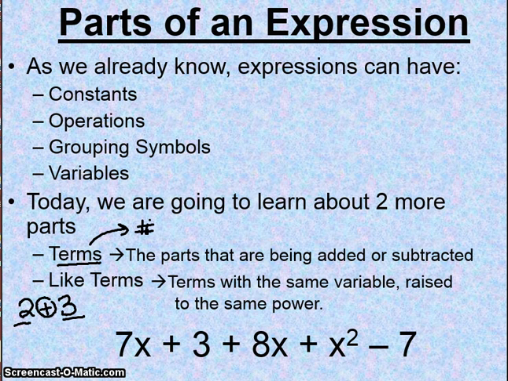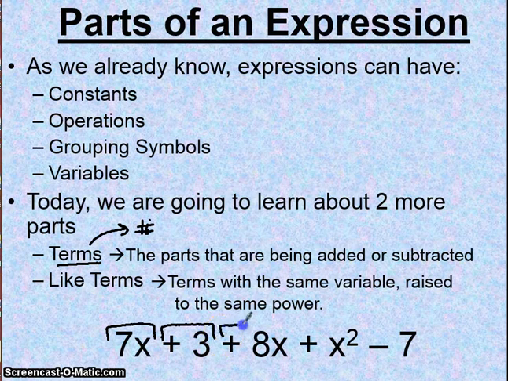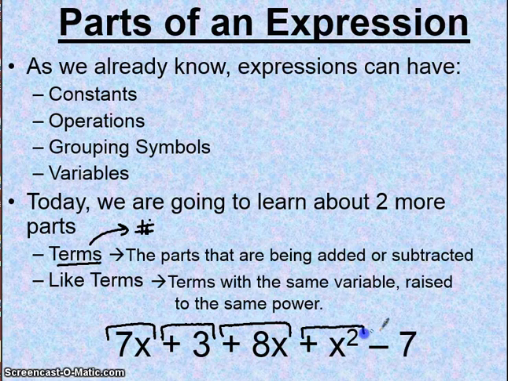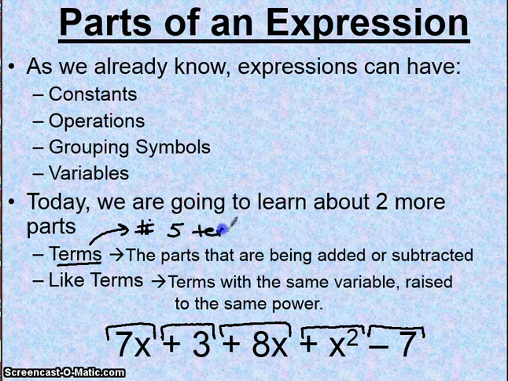So if we look at our expression, we cannot count addition and subtraction signs. We need to count what's in between them, always grabbing the sign in front, because all the sign in front does is tell us whether it's a positive or negative amount. So here's our first term, 7x, our second term, plus 3, our third term, positive 8x, our fourth term, positive x squared, and our last term, negative 7. So there are 5 terms in this expression.